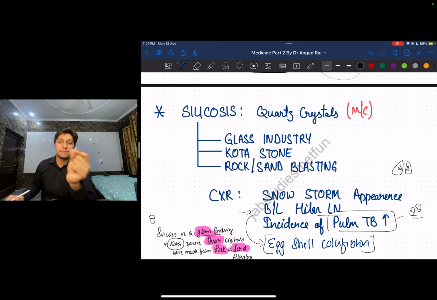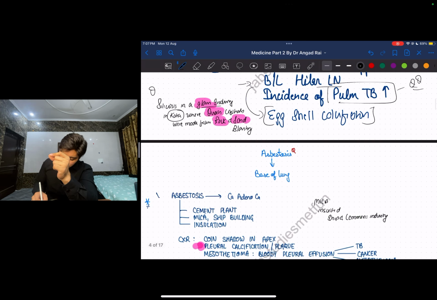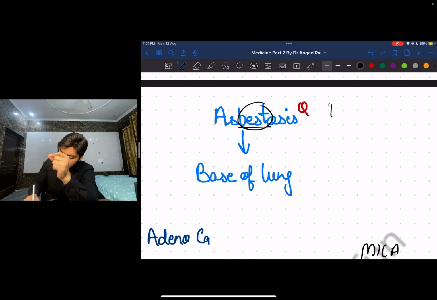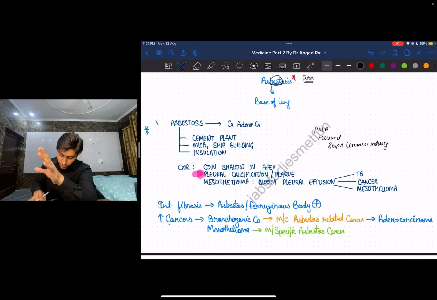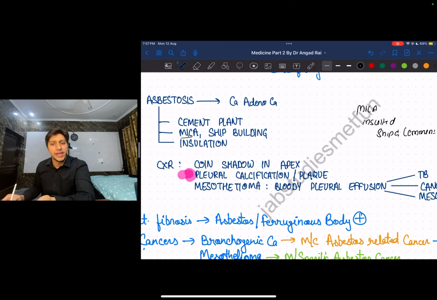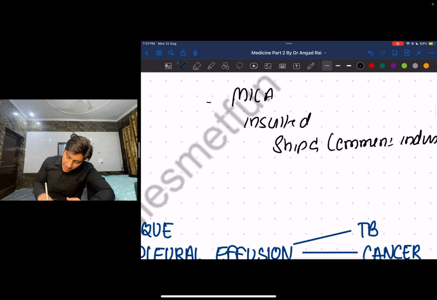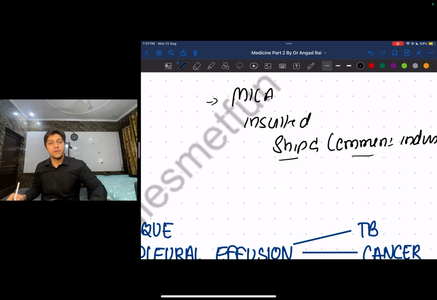Now let's talk about asbestosis. Asbestosis, the word 'base' is already there in it. So remember, asbestosis occurs in the base. What you have to remember in asbestosis is first of all where it occurs: wherever the mica industry is there, cement industry, shipping industry and insulation. How I remember this as a mnemonic is: mica insulted the ship and cement industry. There it is, asbestosis. That's how you remember it for asbestosis.